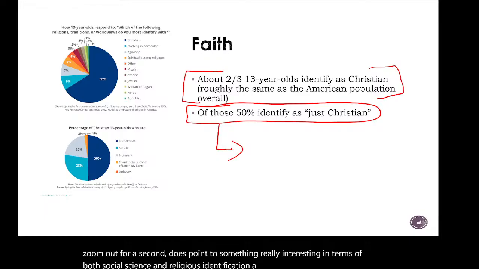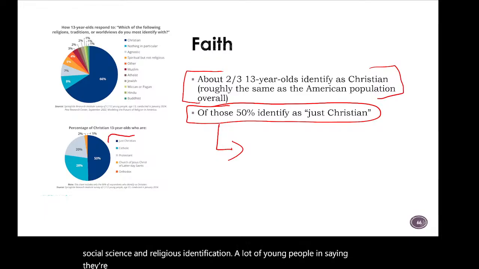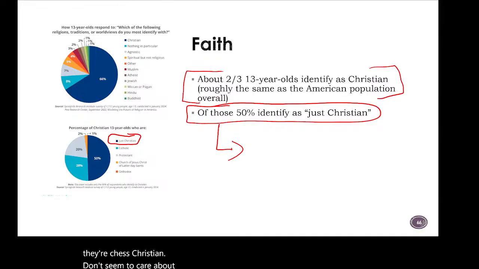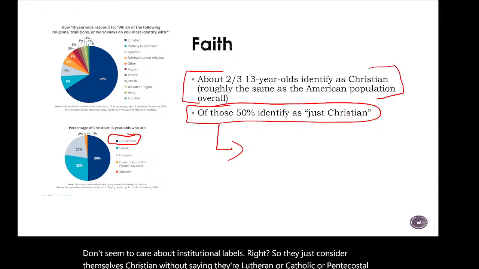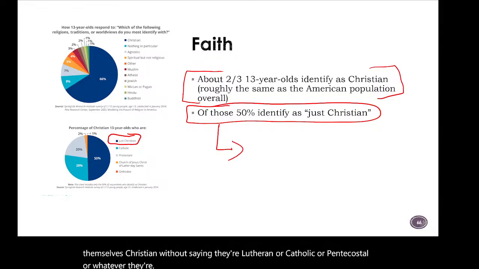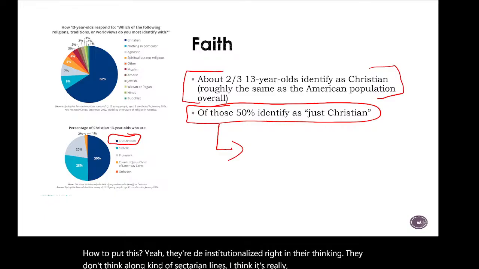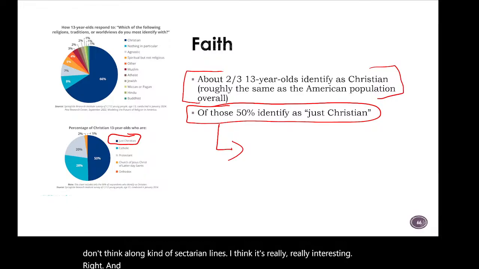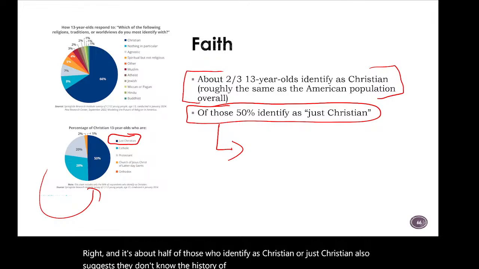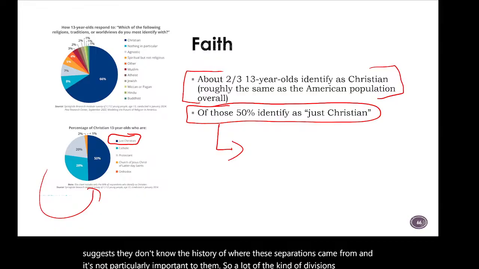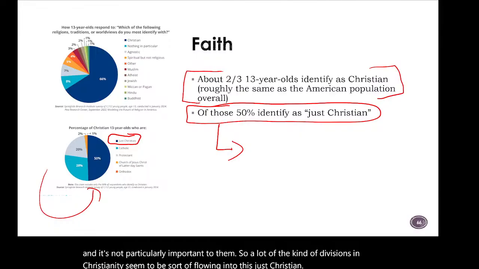A lot of young people, in saying they're just Christian, don't seem to care about institutional labels, right? So they just consider themselves Christian without saying they're Lutheran or Catholic or Pentecostal or whatever. They're, how to put this? They're deinstitutionalized, right, in their thinking. They don't think along sectarian lines, which I think is really interesting, right? And it's about half of those who identify as Christian or just Christian also suggests they don't know the history of where these separations came from, and it's not particularly important to them. So a lot of the divisions in Christianity seem to be flowing into this just Christian category, right? So that I think is really interesting.